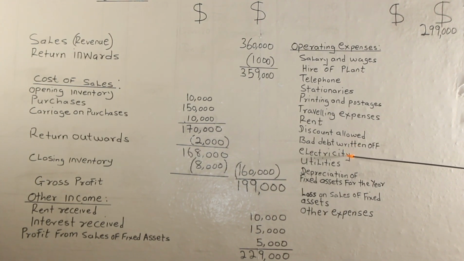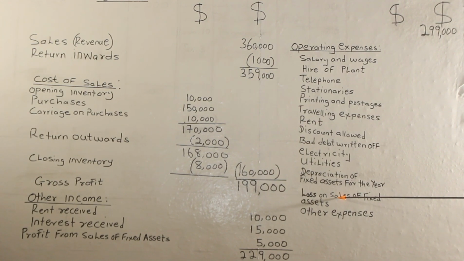We have electricity bills, they are considered expenses. Utilities, depreciation of fixed assets for the year. Of course, we have treated this under our depreciation accounting. Loss on sales of fixed assets: an asset that is supposed to be sold for $1,000, if it is sold for $800, then there's a loss on sales of such fixed assets of $200. Losses on sales are usually taken to the expenses column as that money has been lost. Then we have other expenses, which may include miscellaneous expenses and many more.